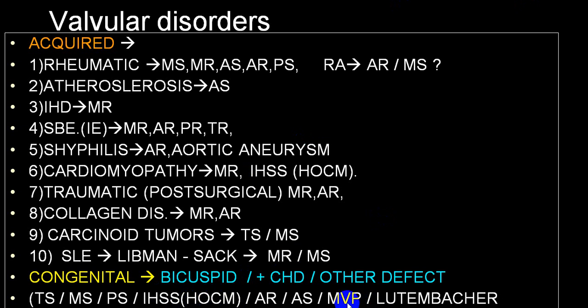You can have a floppy valve, that's why it is called mitral valve prolapse, or floppy mitral valve. You can have aortic regurgitation, and if there is mitral stenosis with ASD, it is called Lutembacher.